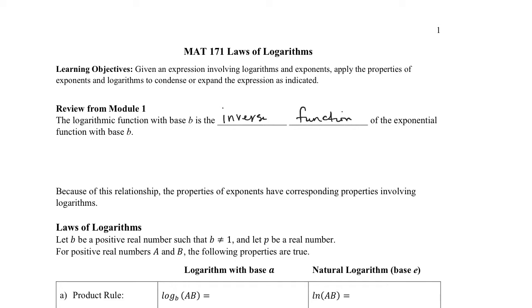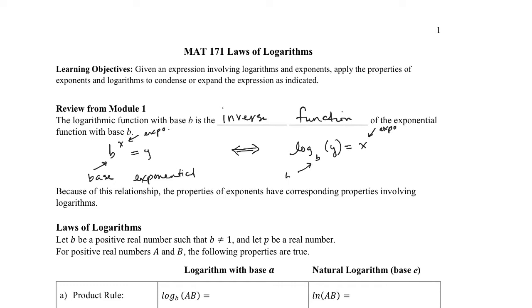So what we're saying, if we write this in exponential form, I can write b to the x is equal to y, where b, of course, is my base, x is the exponent, and then y is the answer. So again, this is in exponential form. And then the inverse of that would be written as log base b of y is equal to x, where x is the exponent in the exponential form, and then of course b again is the base.